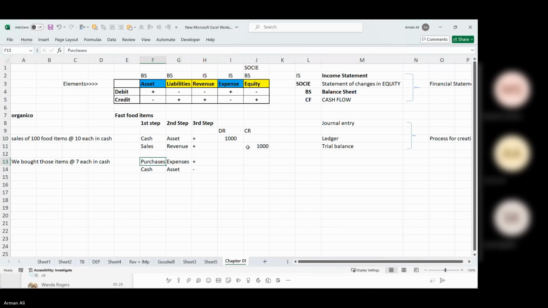Now I have to identify expenses. Expense is increasing. What happens when expense increases? We do debit, but we have to take the amount which is given in this example. So it's saying 7 items at the rate of 7 each, these 100 items were purchased. So that's coming 700.